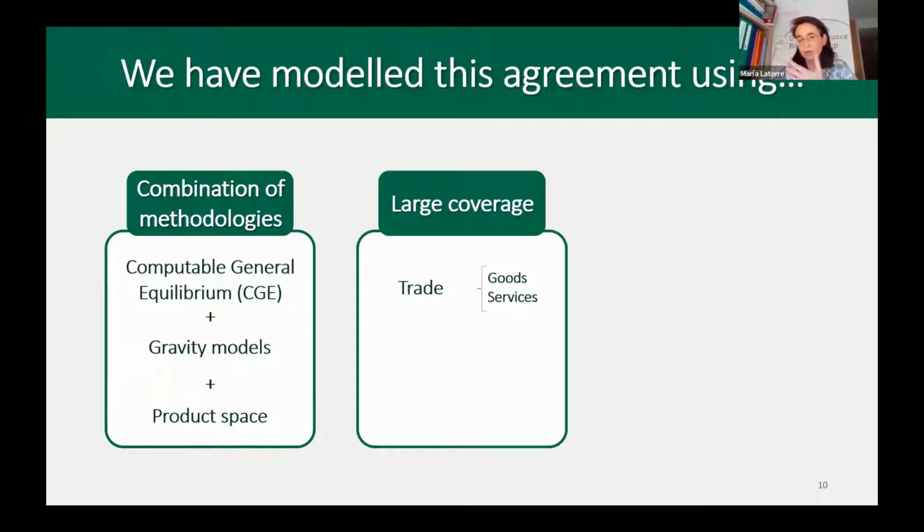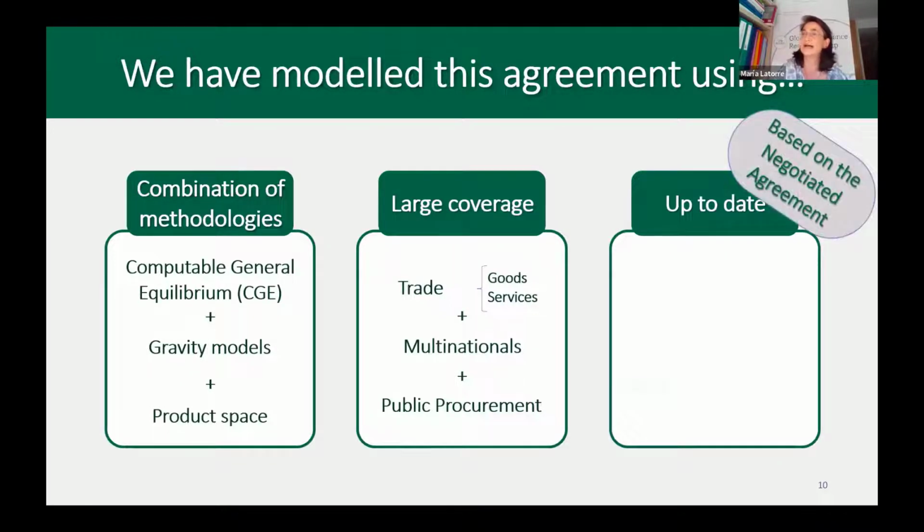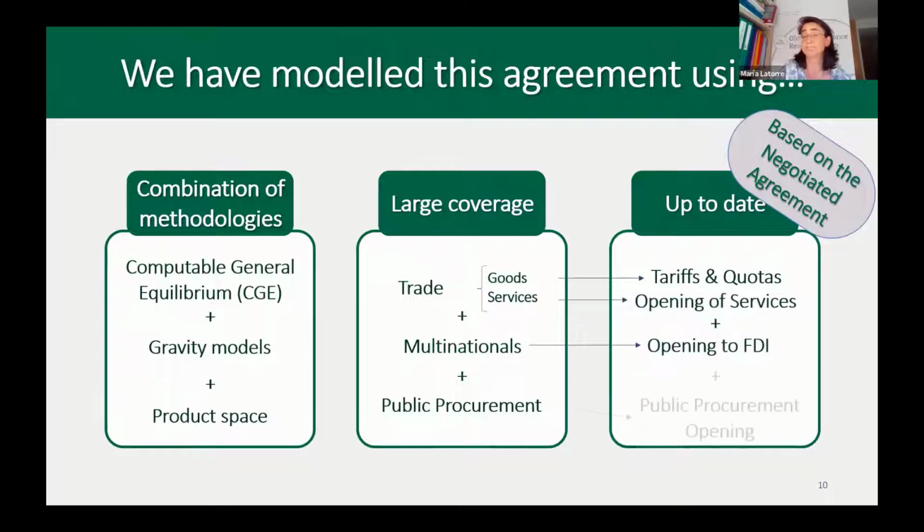So trade in both goods and services, which cannot be taken for granted because, for example, many new quantitative trade models focus on goods alone. We cover the impact of multinationals and also public procurement. And importantly, we use the texts that are available for the agreement. We look at the annexes that are available. So that implies we have introduced in this model the negotiated tariffs and quotas, the opening of services, of FDI, and of public procurement based on those texts of the agreement.